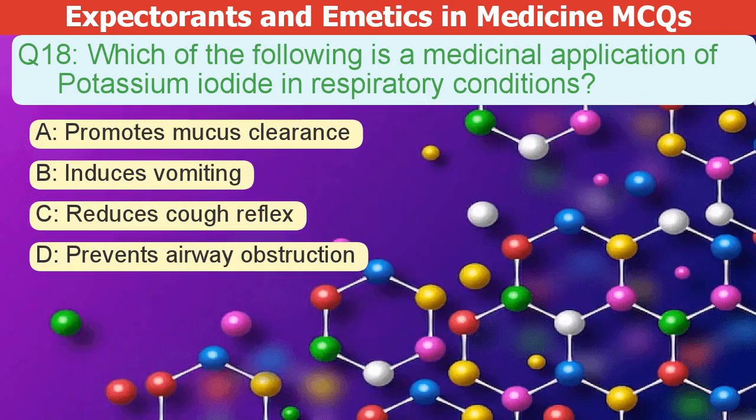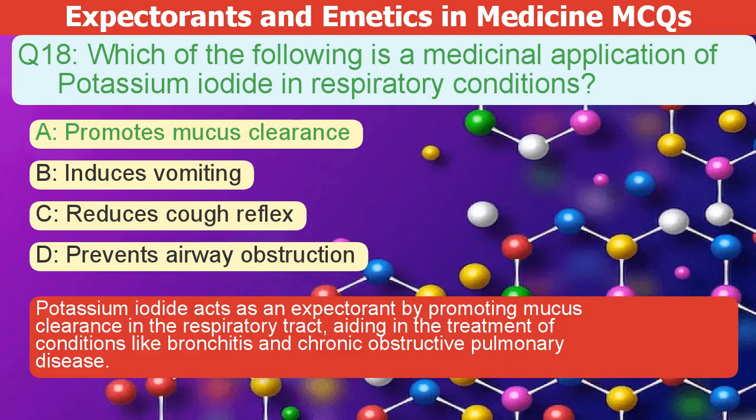Which of the following is a medicinal application of potassium iodide in respiratory conditions? A. Promotes mucus clearance. B. Induces vomiting. C. Reduces cough reflex. D. Prevents airway obstruction. The correct answer is A. Potassium iodide acts as an expectorant by promoting mucus clearance in the respiratory tract, aiding in the treatment of conditions like bronchitis and chronic obstructive pulmonary disease.